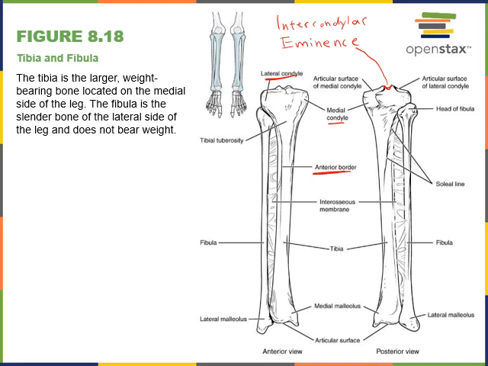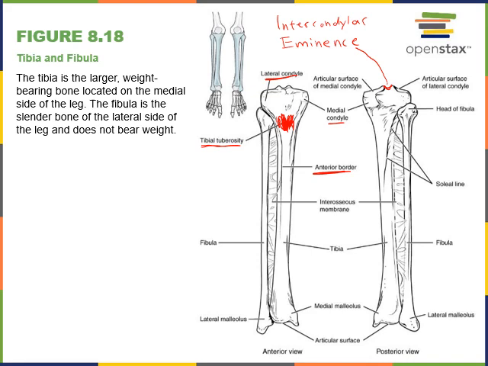And just proximal to the anterior border, here we see the tibial tuberosity. Tibial tuberosity is this rough region of bone at the metaphysis where the epiphysis and diaphysis meet at the proximal end of the tibia. And the tibial tuberosity serves as the point of insertion for the patellar tendon or the patellar ligament.